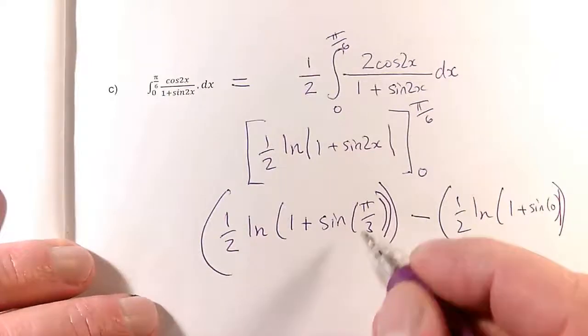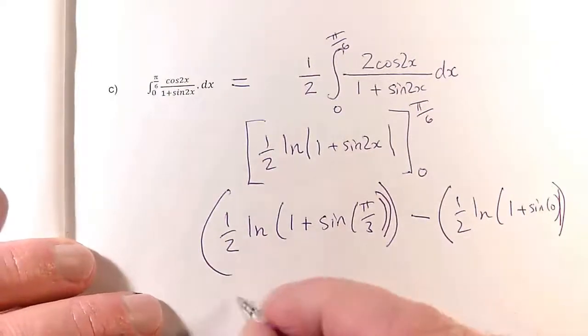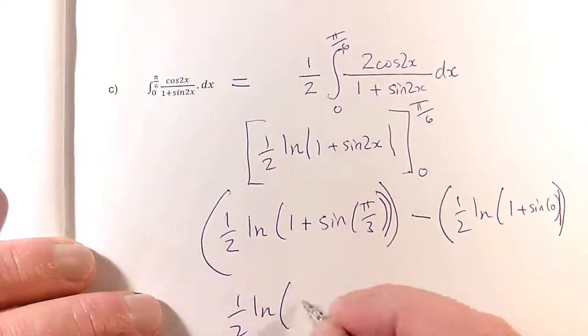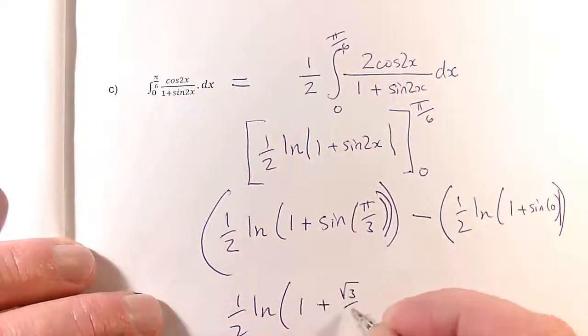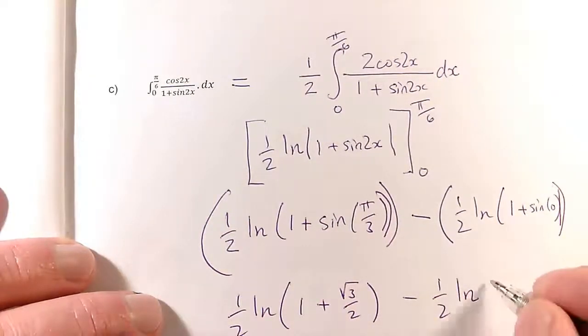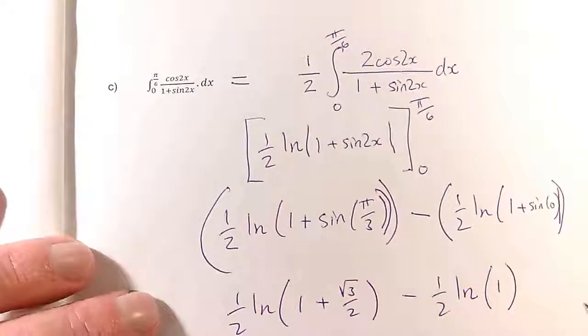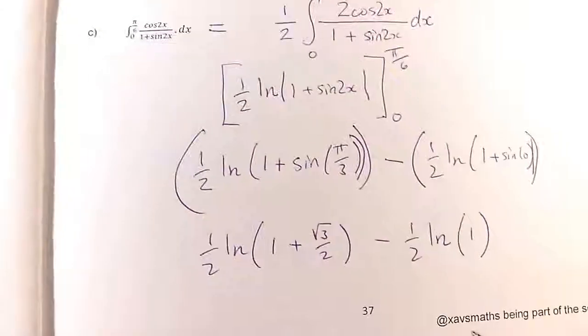Right, so sine of pi by 3, your calculator will tell you, it's root 3 over 2. So you're going to have a half log of 1 plus root 3 over 2 from this, minus a half log of 1 plus sine 0, which is 1. So it's minus a half log of 1. Sine of 0 is 0. So you might be tempted to leave your answer like this.